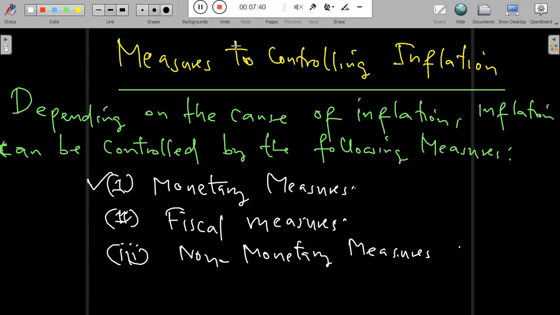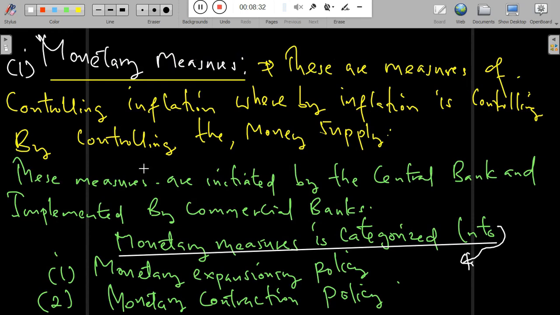Let's look at how we can control inflation. Depending on the causes of inflation, it can be controlled by the following measures. We have monetary measures, fiscal measures, and non-monetary measures. Let's begin with monetary measures. These are measures of controlling inflation by controlling the money supply. These measures are initiated by the central bank and implemented by commercial banks.